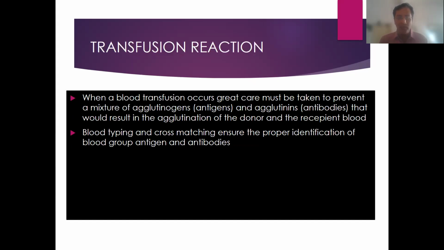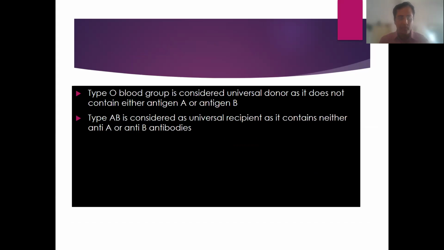Now, in transfusion, great care is taken to prevent mixtures that cause agglutination, because it will result in agglutination of the donor and recipient blood. You only have to remember one thing: the type O blood group is considered the universal donor, as it does not contain either antigen A or antigen B. Type AB is considered the universal recipient, as it has no antibodies against antigen A or antigen B.